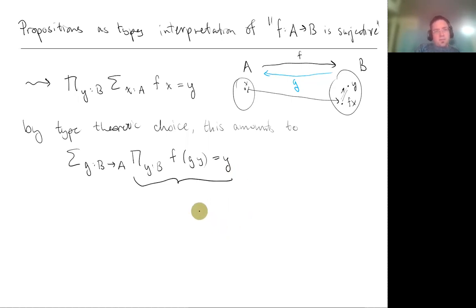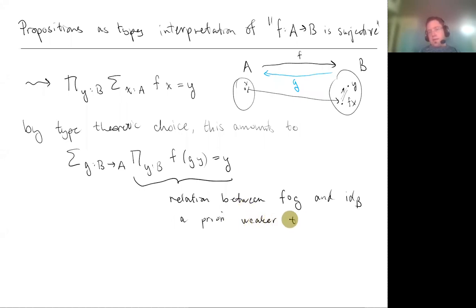So this is a kind of relation between the composition f after g and the identity function on B. But it's a priori weaker than having an identification, f with g equals the identity on B in this function type B arrow B. Okay, so this relation is what we're going to call homotopy.